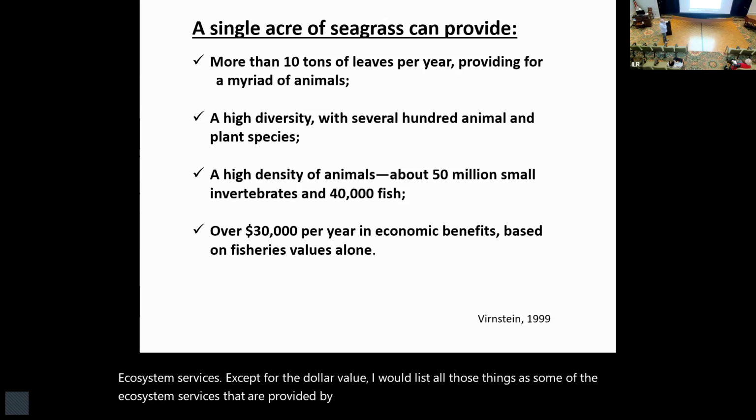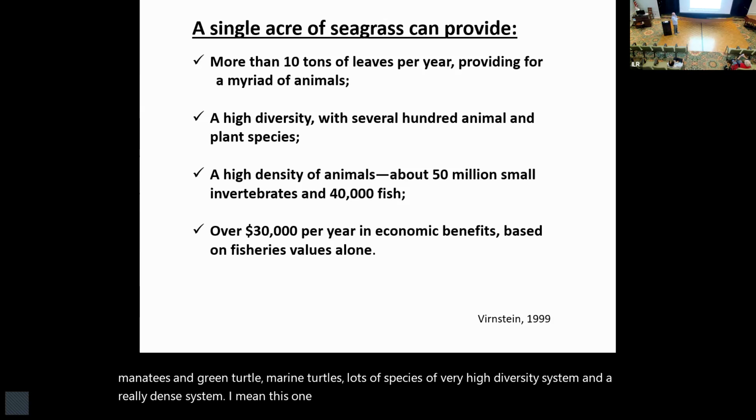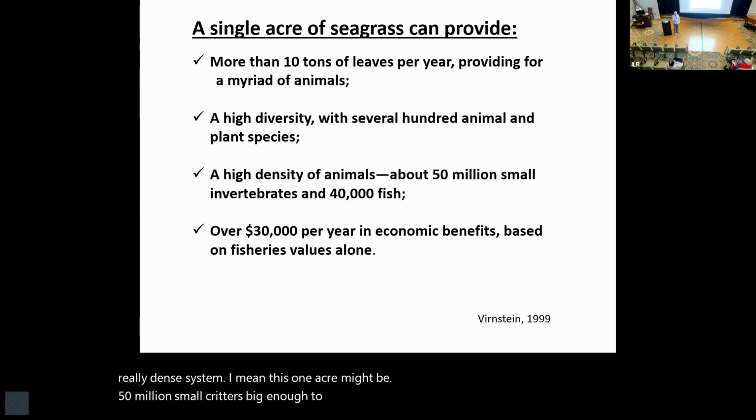I mean, tons of leaves that could feed manatees and marine turtles, lots of species, a very high diversity system, and a really dense system. I mean, this 1 acre might be 50 million small critters, big enough to see with the naked eye, and 40,000 fish. That's a lot. And it might be worth $30,000 per acre per year.